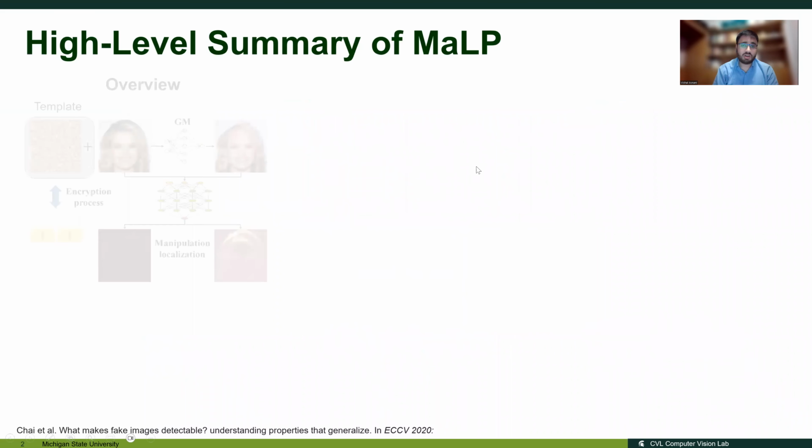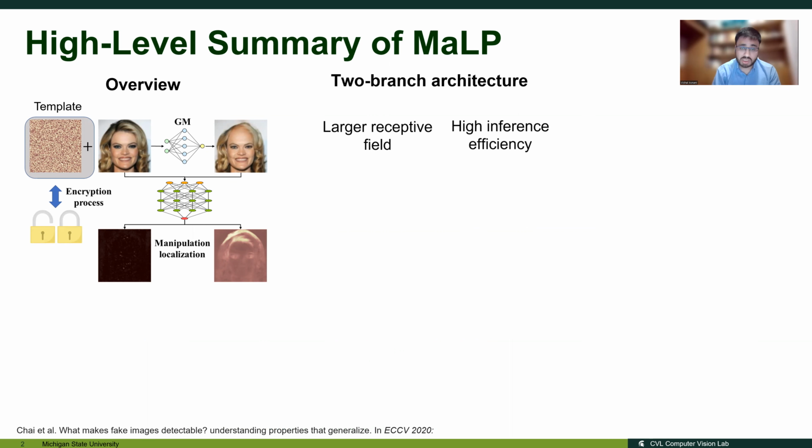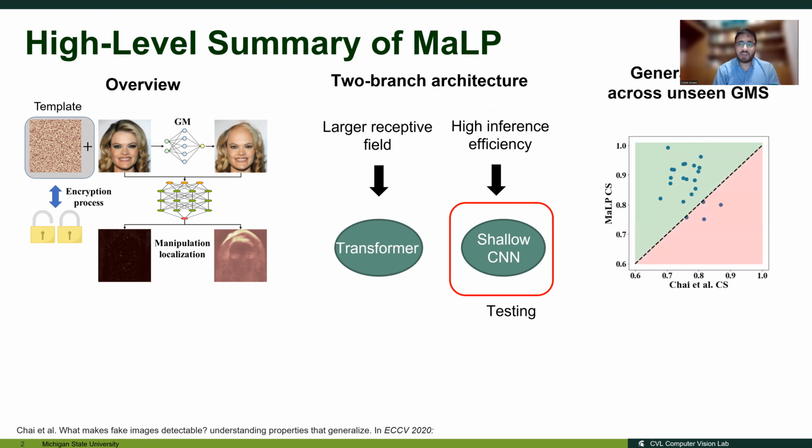Here's a high-level summary of MaLP. We use a template set to perform the encryption onto the real images, so that if a generative model tries to manipulate them, we are able to perform manipulation localization of where the pixels were actually manipulated. We propose a two-branch architecture with a larger receptive field and high inference efficiency, by using a transformer and shallow CNN network in training and just using the shallow CNN network in testing. And we show that our method is much more generalizable across unseen generative models compared to the passive works.